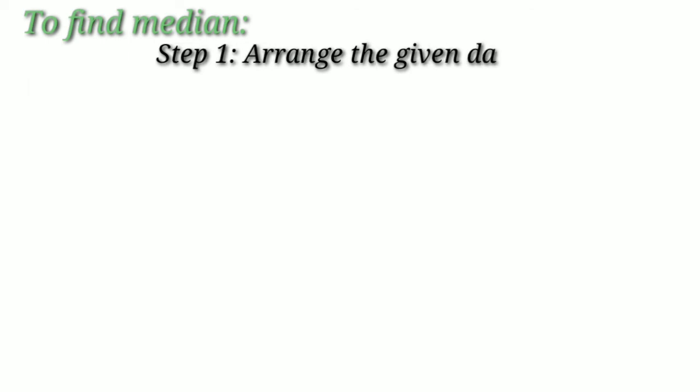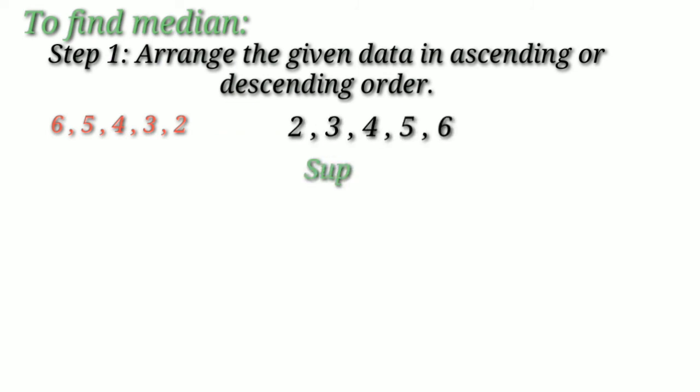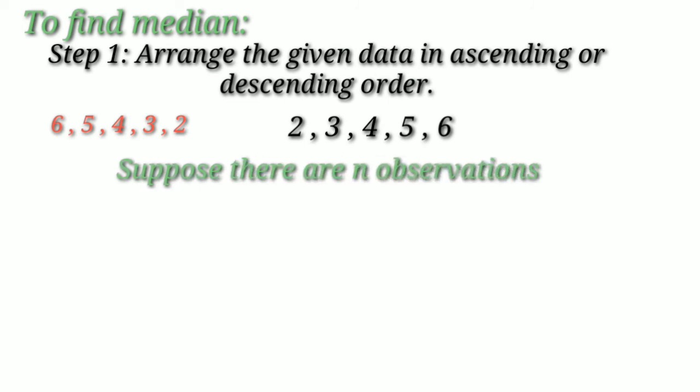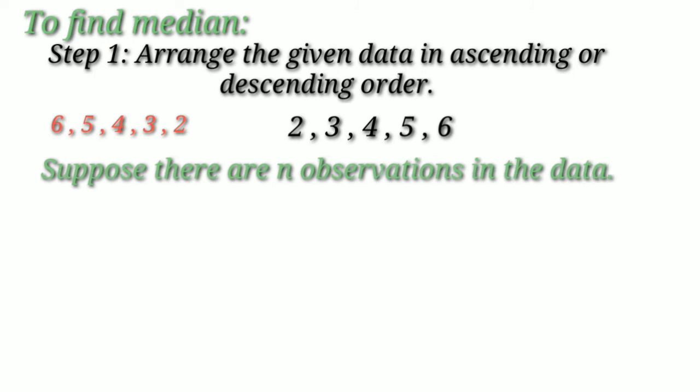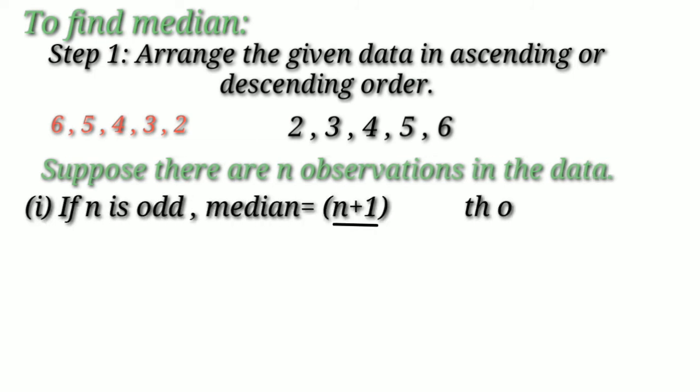Now let's learn to find median. You are provided ungrouped data. Step 1, arrange the given data in ascending or descending order. For example, here we have a few numbers. We'll follow step 1 and arrange in ascending order, as we usually prefer ascending order. Now, suppose the number of observations is n. Then there are two cases. Let's move to the first case. Case 1, if n is odd. In that case, median is the (n plus 1) by 2th term.